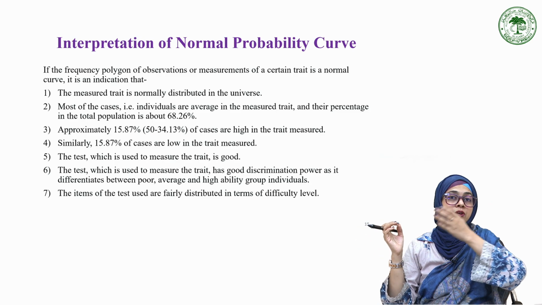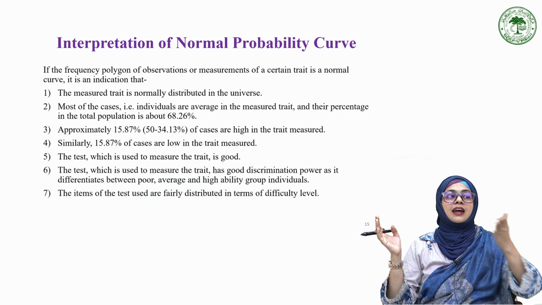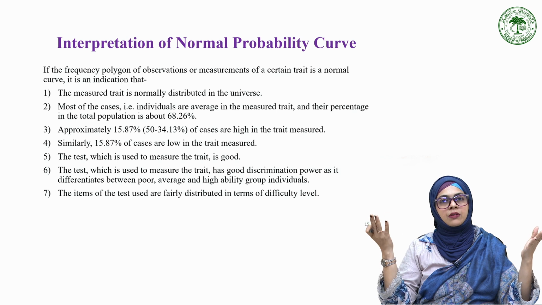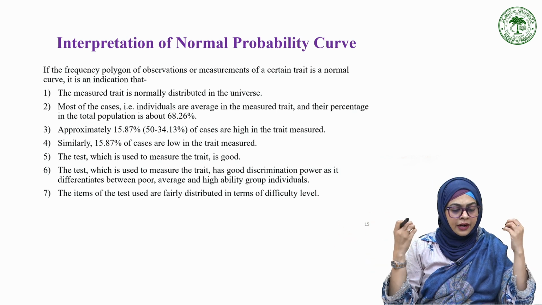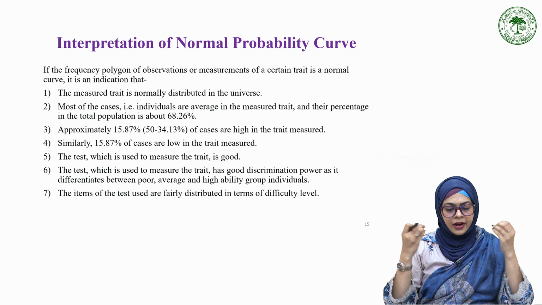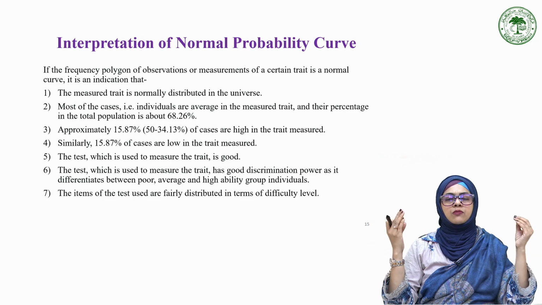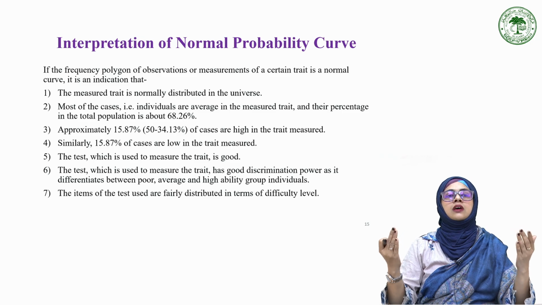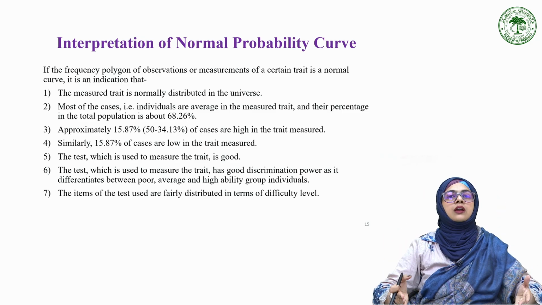If it is able to differentiate into different categories, it can categorize the learners into different categories, and you can differentiate one category from another. So the items of the test used are fairly distributed in terms of difficulty level. So just by looking at an NPC, this is the interpretation that we can draw out.